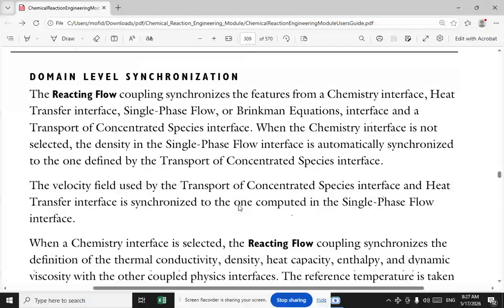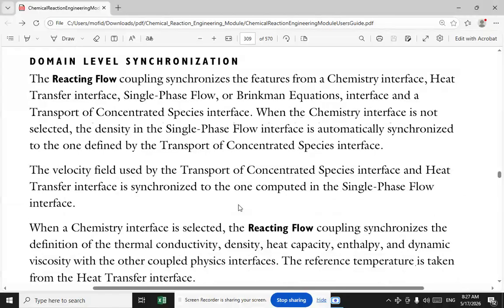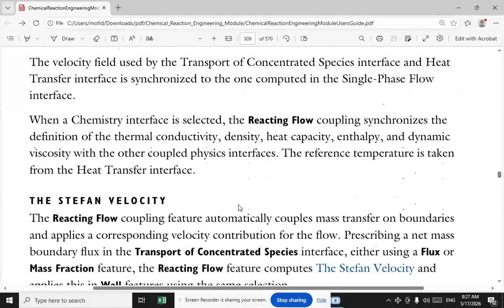Now I want to talk about domain level synchronization. The reacting fluid coupling synchronizes the features from the chemistry interface, heat transfer interface, single phase fluid or Brinkman equations interface, and transport of concentrated species interface. When the chemistry interface is not selected, the density in the single phase fluid interface is automatically synchronized to the one defined by the transport of concentrated species interface. The velocity field used by the transport of concentrated species interface and heat transfer interface is synchronous to the one computed in the single-phase fluid interface.